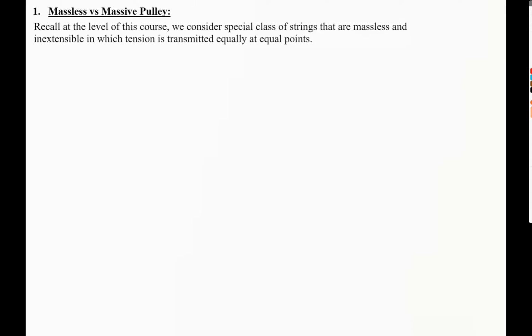Hello APC Mechanics students. In Unit 5 Rotation, Class 7, 5.3, Atwood Machine again, Part 1. Section 1, massless versus massive pulley.